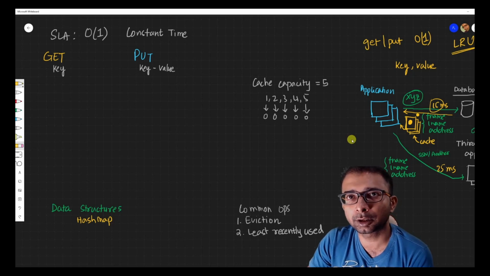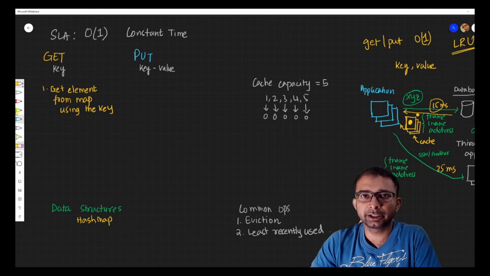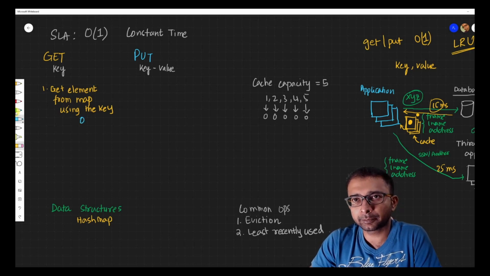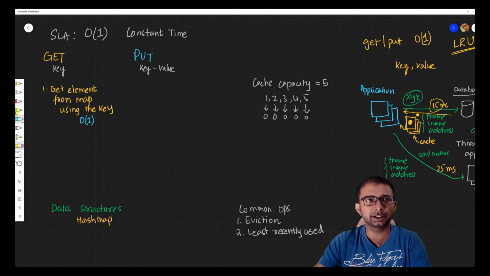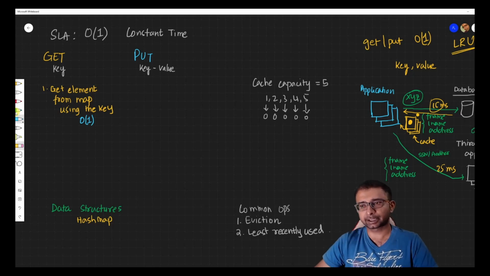So let's put down the operation over here. Get the element from the map using the key, and we know that a hash map ensures order of 1. Since the keys are unique and we are using the hashing technique, we will get the element in order of 1, constant time, right?